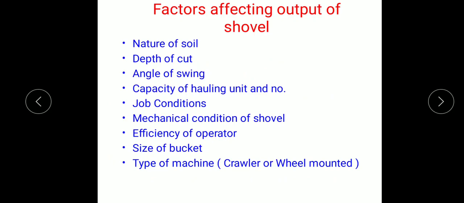The next governing factor is the depth of cut. Here the depth of cut means the depth which produces the greatest output and at which the dipper comes up with a full load, meaning when a force is applied through a hoist cable and excavation is started. In that case the excavated material should be filled in the bucket up to its top level, so that the greatest output can be achieved. So this is a governing factor for the output of a shovel.